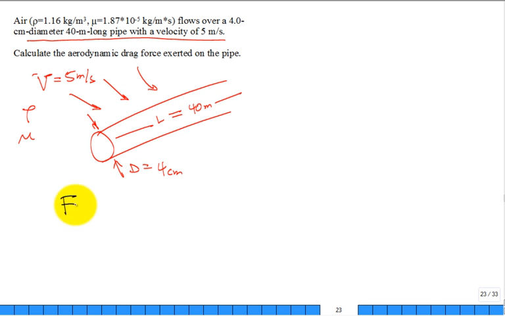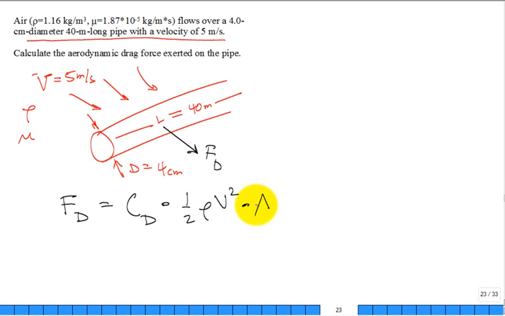So what is the equation for F_D? That would be the drag force in the direction of the flow velocity over the object, right? What would it be? C_D times 1/2 rho V squared times some area, the silhouette area, the projected area. This is where some students will make a mistake. What is that area in terms of D and L? I'm going to pause and walk around.